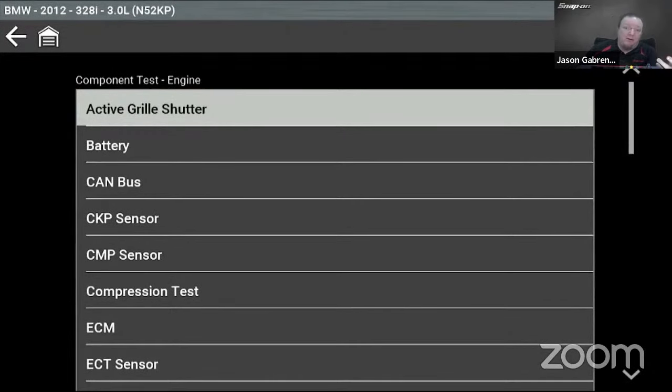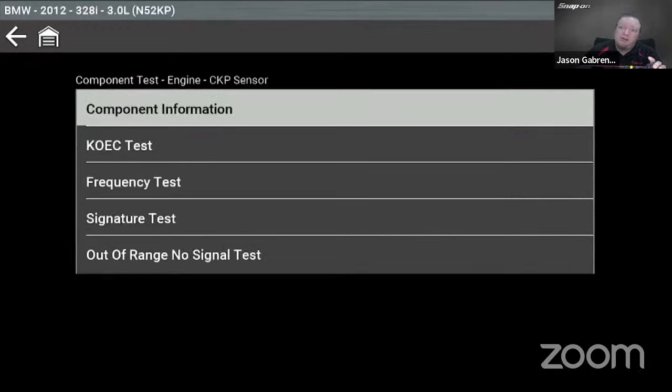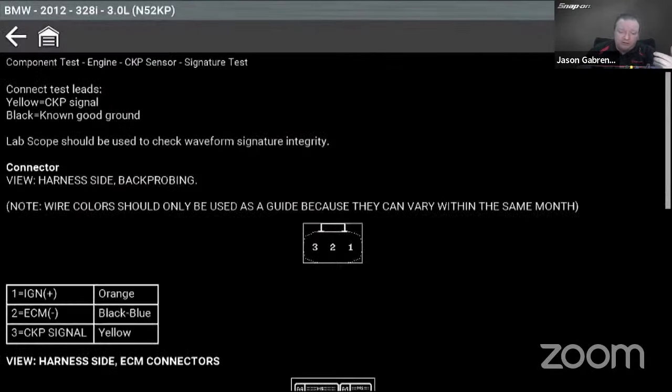Now, first thing is, what if I wanted to do a cam crank correlation test on this vehicle? Well, I can go into my crank sensor, and let's say, signature test. It's going to give me a wealth of information before I even start. First off, it's going to tell me where to hook up. There are color-coded connectors on the top, which correspond to your color-coded scope leads. So yellow goes to crank signal, black goes to a known good ground. And we should use the lab scope to check the waveform.